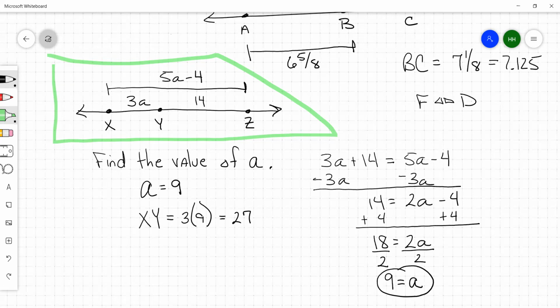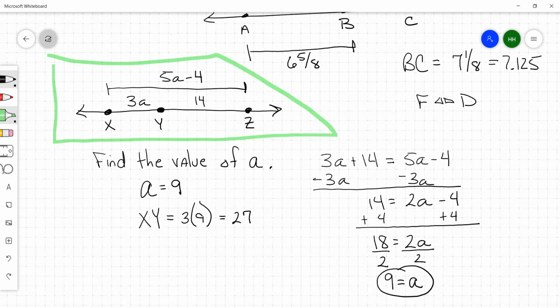The directions there were to find the value of A and XY if Y is between X and Z. When they say if Y is between X and Z, then you draw the picture. You draw the line, and you put point Y between points X and Z. And then you start dropping in the length of each segment. All right?